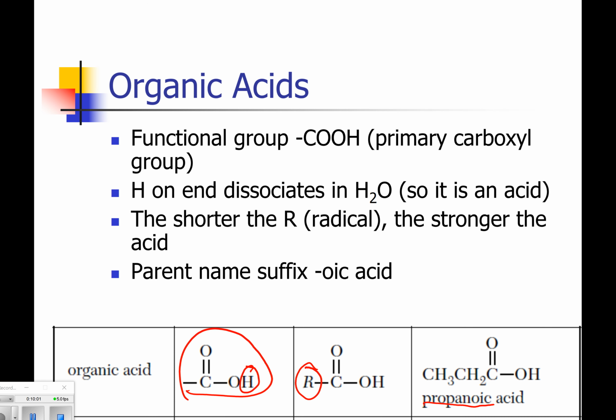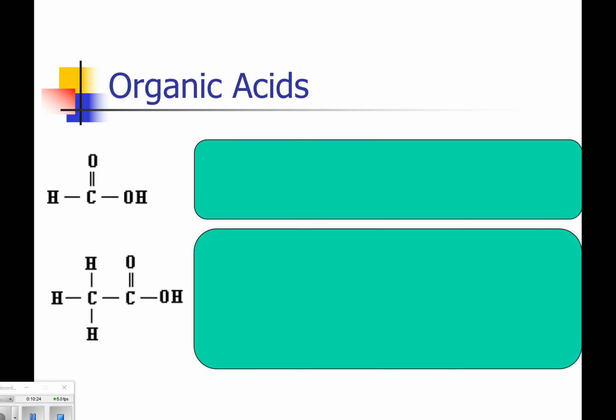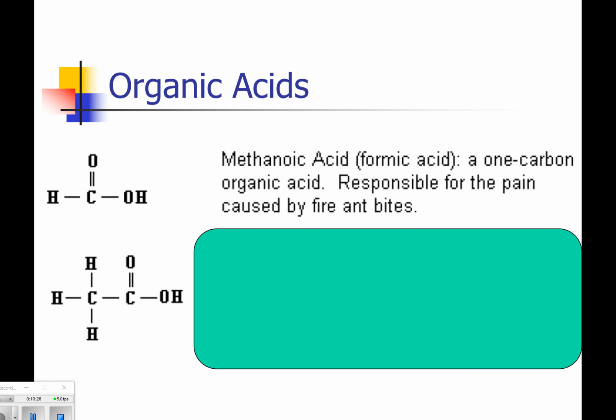The ending of all of these are going to end in oic acid. So we're going to start with the hydrocarbon chain for our names, and we're going to add a suffix onto the end. And each of these carboxyl groups with an organic acid is on a primary carbon. So these are going to be at the end of a parent chain. They're not going to be in the middle of a molecule.